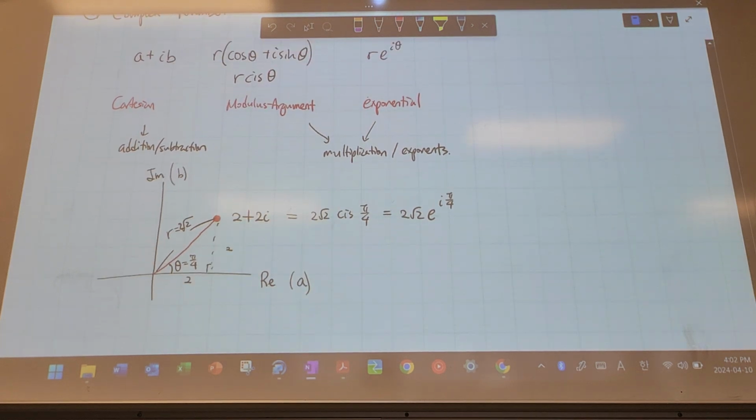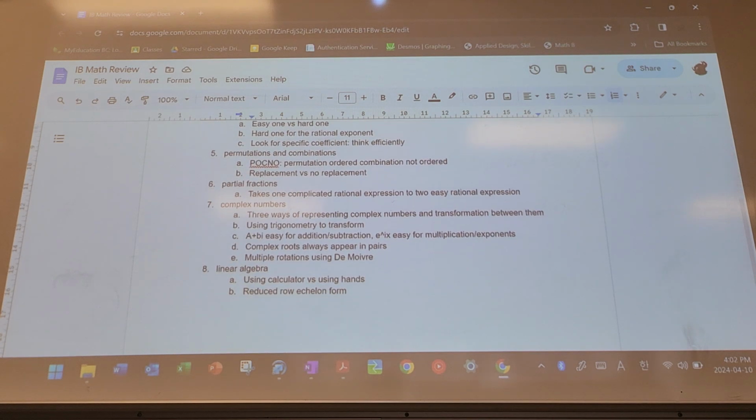Okay, so that's about the complex number cheat sheet.